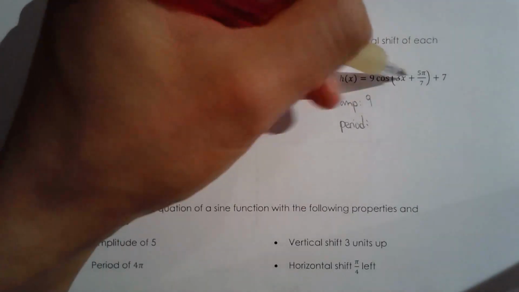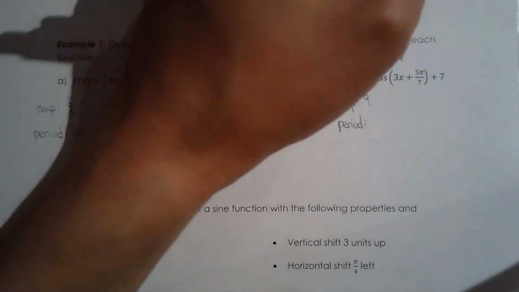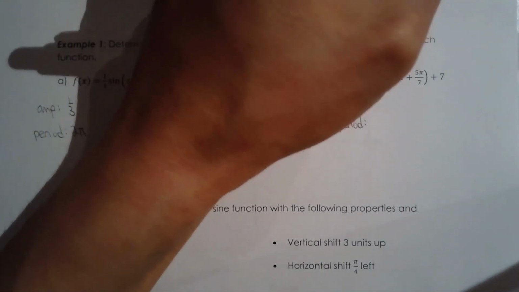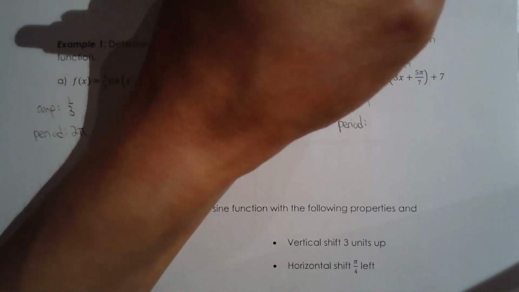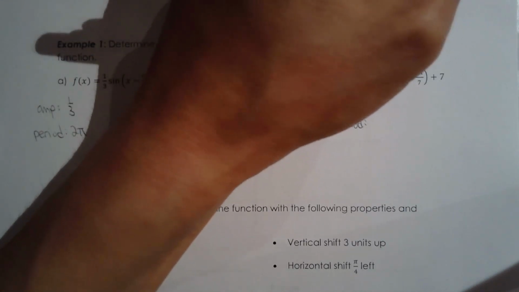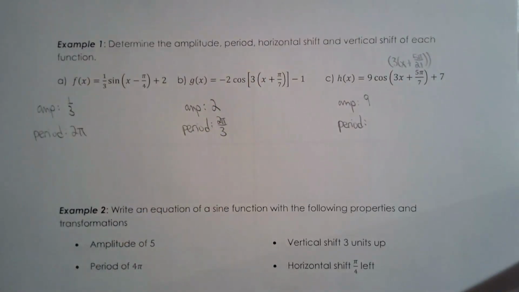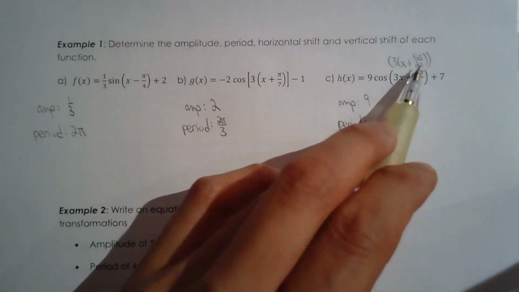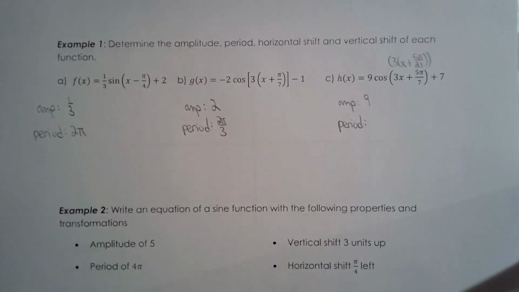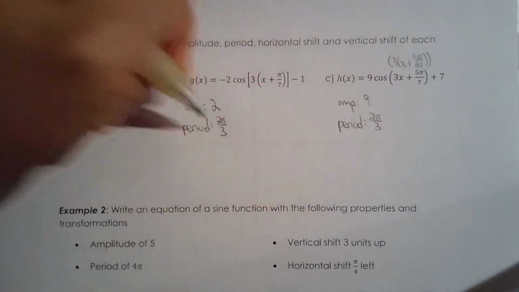Ooh, so this one, be careful, k is not factored. So we're going to factor out k here, just on the top. So you factor out 3, so it's 5 pi over 21. Okay, so we're going to need that 5 pi over 21 later. But for now, the period is 2 pi over 3, for the same reason we said 2 pi over 3 for part B.